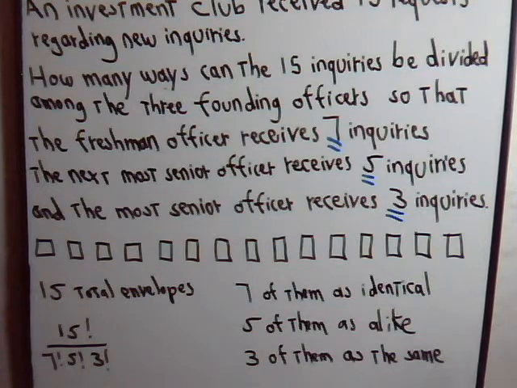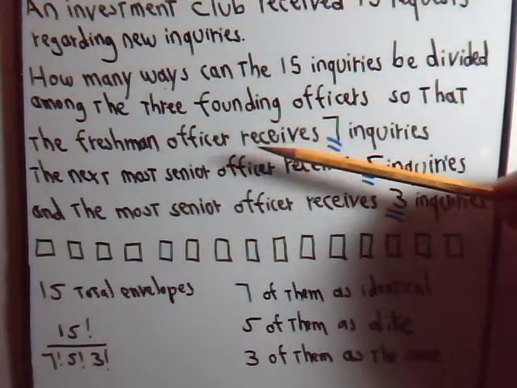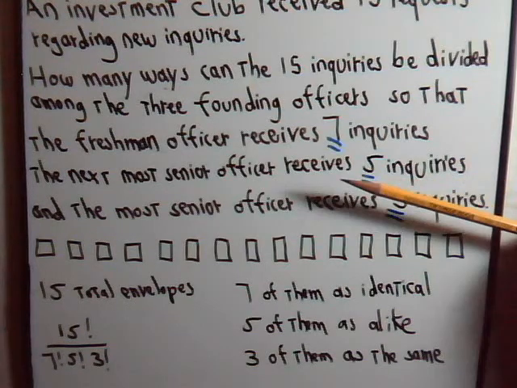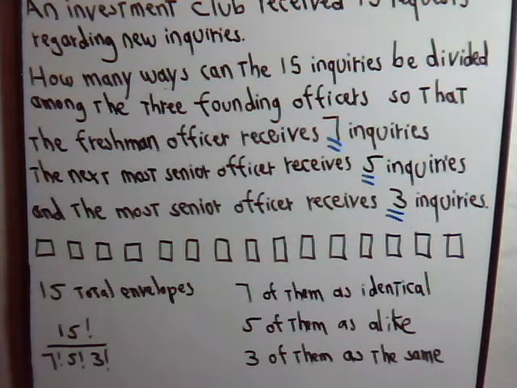So 7 of them go to one destination, freshman officer, 5 of them go to another destination, the next most senior officer, and 3 of them go to a third location, the most senior officer, by considering 7 of them to be identical, another group of 5 to be identical, and another group of 3 to be identical.